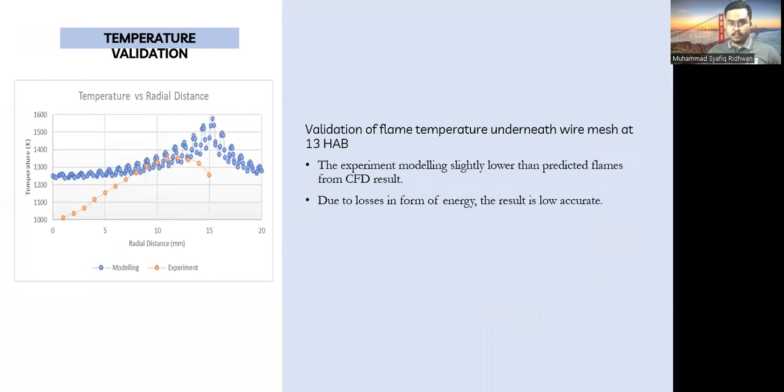This is the temperature validation that has been met. As we can see in the figure above, the blue line indicates the modeling temperature, while the orange line is the experimental temperature, the data from the experiment. The flame validation is done at 13.5 wire mesh. The experimental temperature is slightly lower than the temperature predicted from CFD. It occurred due to losses in the form of energy, which make the result less accurate. But the temperature validation is assumed to be acceptable because the temperature still coincides in the synthesis area.